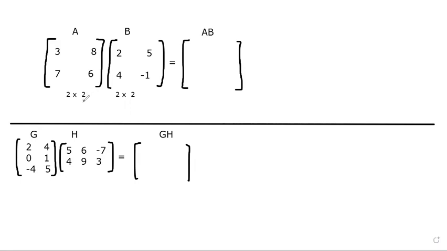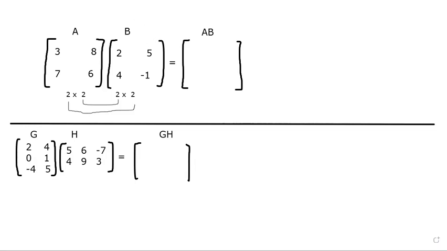So what we do, we see, can we do it? If the inside numbers match, that tells us we can execute the multiplication. The inside numbers here are both 2, so yes, we can do it. Now, the outside numbers give us the resulting size. The outside numbers are 2 by 2, so that tells us the resulting matrix, which is AB, is going to be a 2 by 2 matrix.